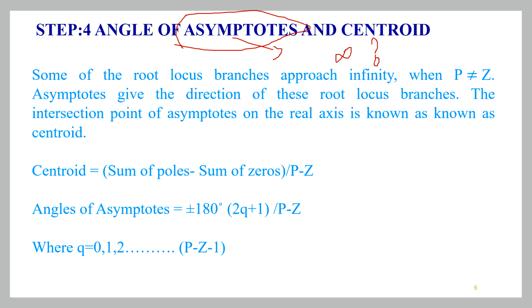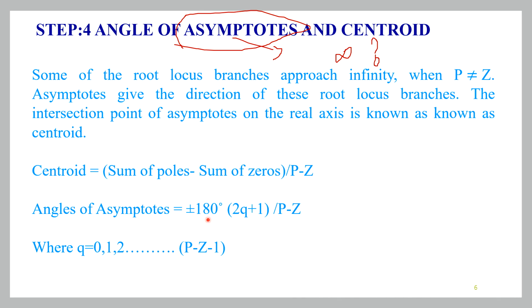What is the formula I can use for asymptotes? The angle of asymptote is plus or minus 180 degrees times (2q plus 1) divided by (P minus Z). What is q here? q is a value that varies from 0 to P minus Z minus 1. What is P? Number of poles. What is Z? Number of zeros. So however many asymptotes you require, you need to calculate.